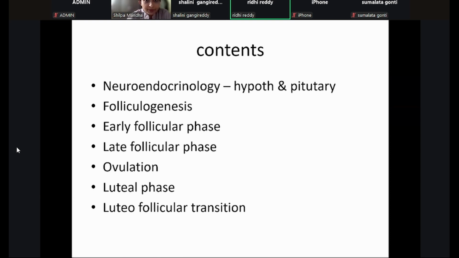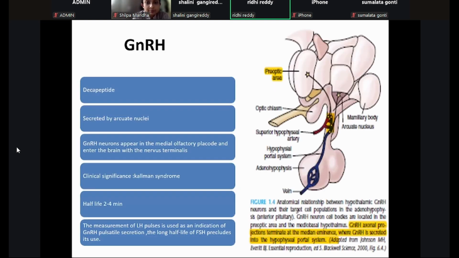So right now I'll be speaking about neuroendocrinology of the hypothalamus and pituitary, and then folliculogenesis: early follicular phase, late follicular phase, ovulation, luteal phase, and luteofollicular transition. As we all know, GnRH is a decapeptide. It is secreted from the hypothalamus.